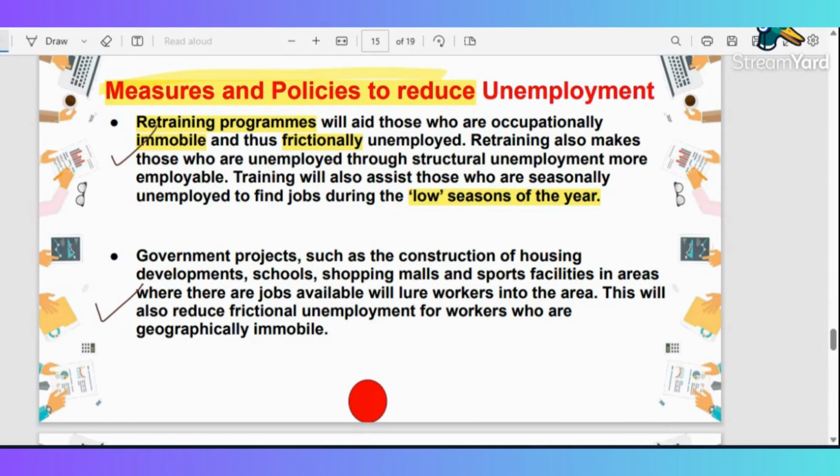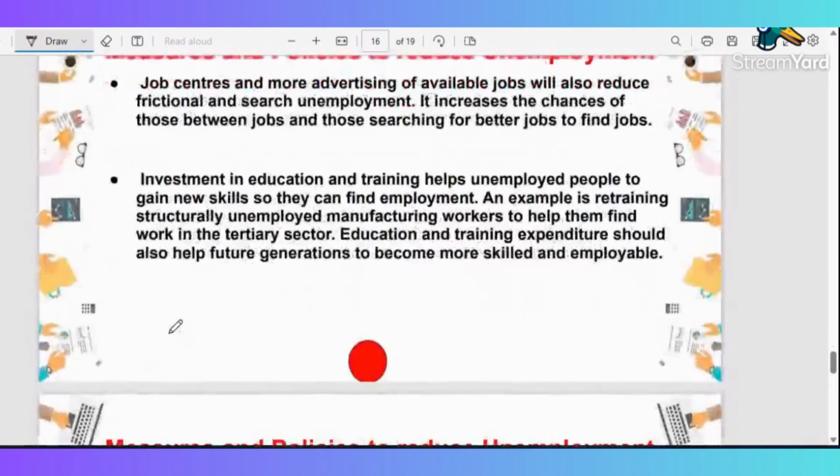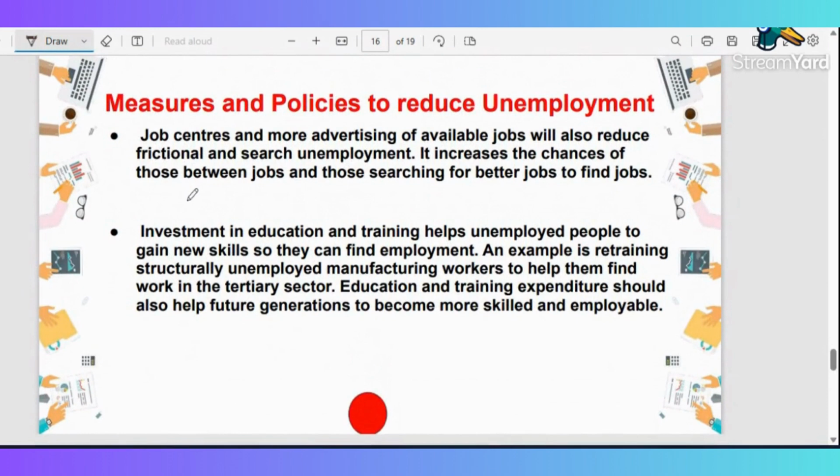Right? So for example, a person who is in the rural area can't afford to go into the urban area, right? So we need to put jobs in the rural areas, depending on how the country is set up and the different locations. Okay. We also look at job centers, right? And more advertising of available jobs will also reduce frictional and search unemployment. And we see how these interlink with each other. It increases the chances of those between jobs and those searching for better jobs to find jobs.